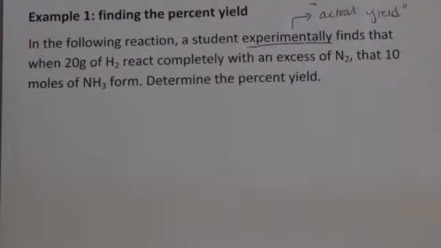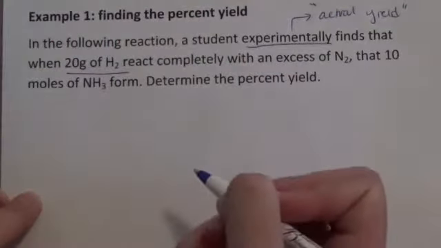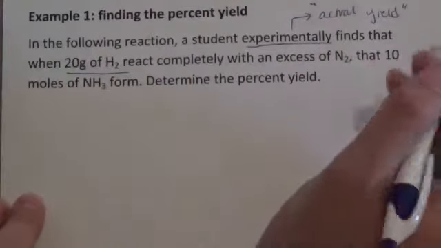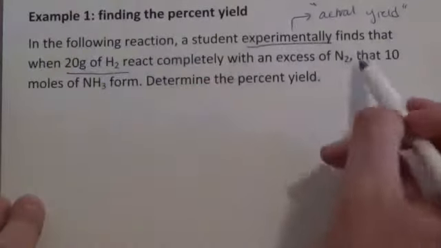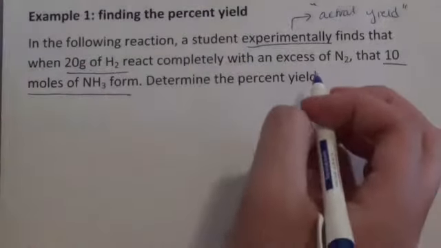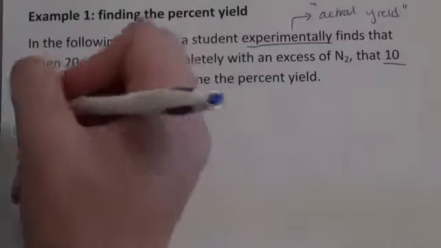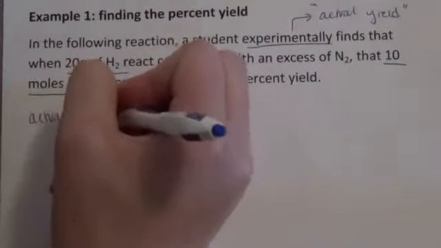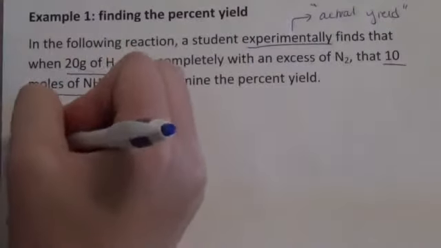The example we're going to do with percent yield is just going to be a simple finding of the percent yield. So first I like to go through and find the givens. So we have 20 grams of hydrogen reacting completely with an excess of N2, so that just means plenty of N2 that you need. So this is going to be the limiting reactant, that 10 moles of NH3 form. So in order to determine the percent yield, we're going to need, back to that little ratio, the actual yield over theoretical.